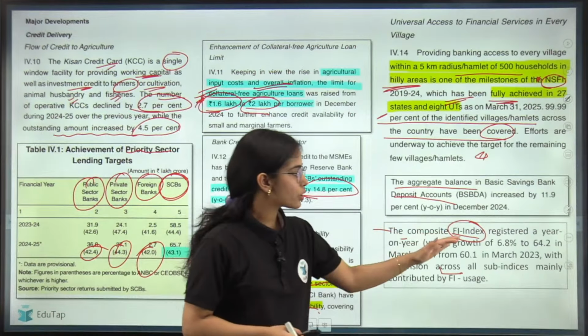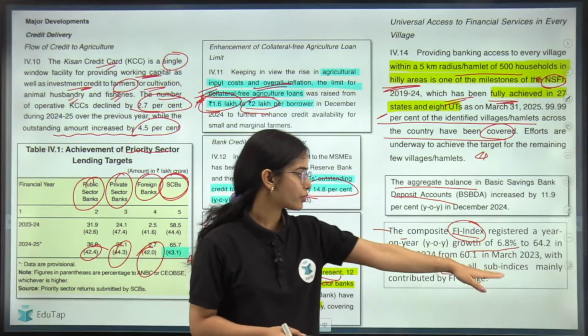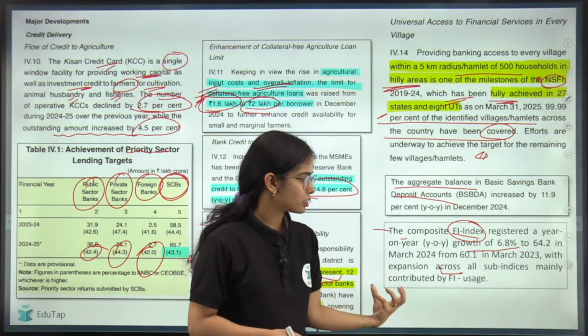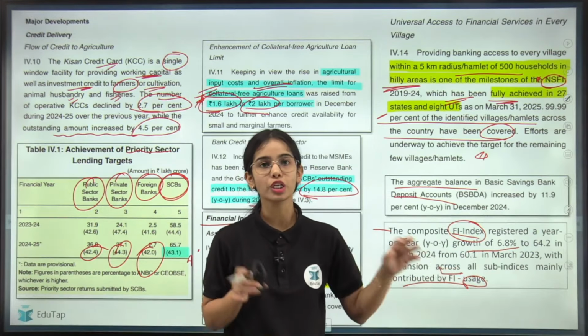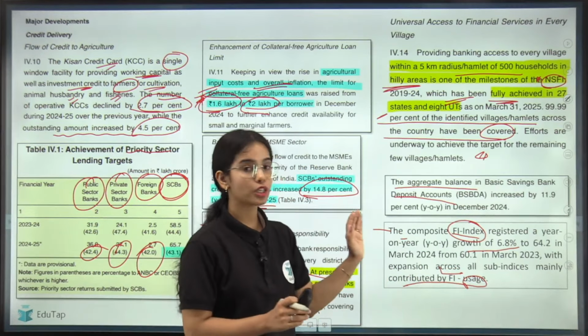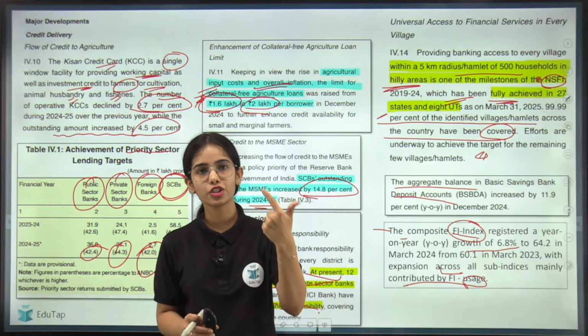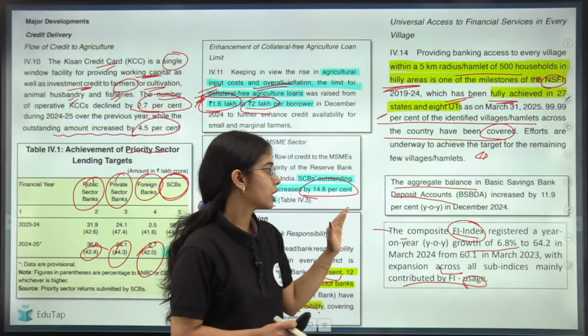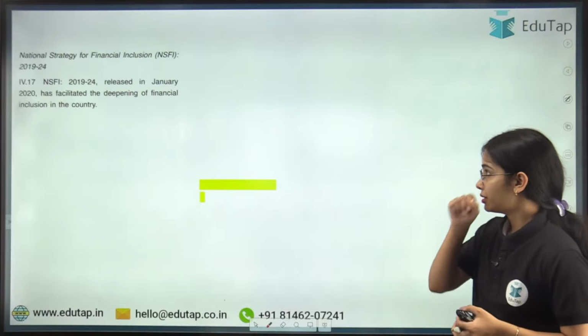So the composite financial inclusion index registered a year-on-year growth of 6.8% from 2023 to 2024, and the major contribution was from the financial inclusion usage component. The financial inclusion index has three parameters: usage, access, and quality. The next one is going to be released in July.